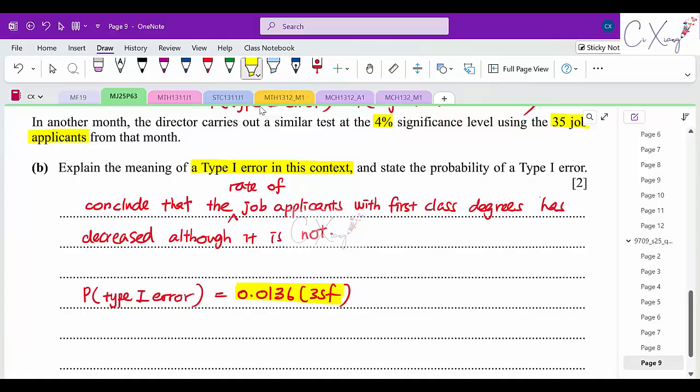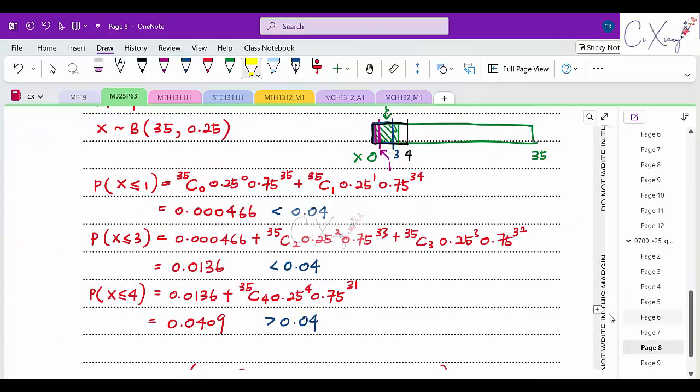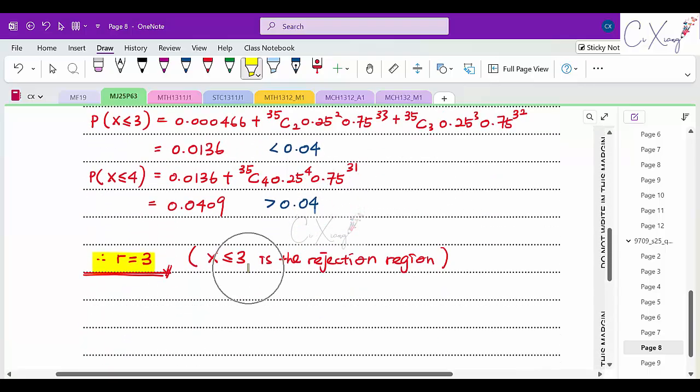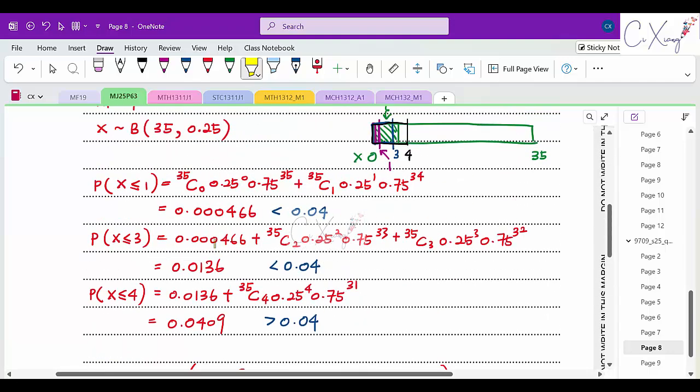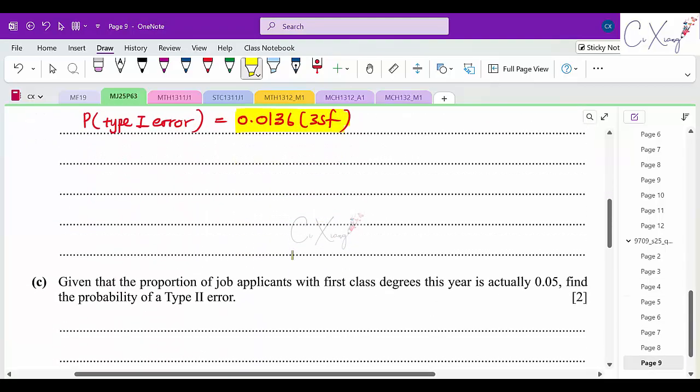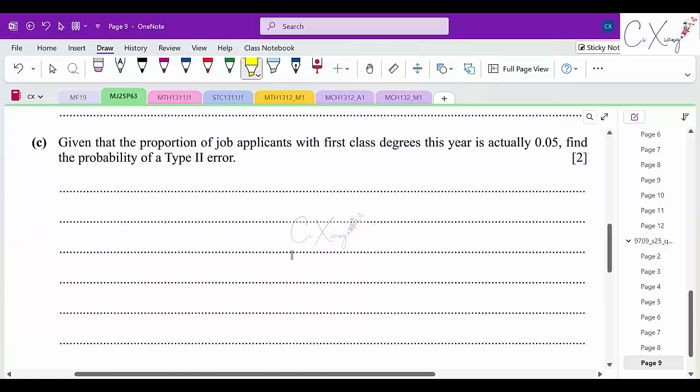So maybe you will ask why the type 1 error is equals to x smaller equals 3 that we calculate just now. Basically, from here, you know that your x smaller equals to 3 is the rejection region, right? So when you want to calculate the type 1 error, you need to put in the rejection region, which is x smaller equals to 3. And this is exactly what we did already just now. Therefore, this can also be directly written as the type 1 error. Okay, then the last part.